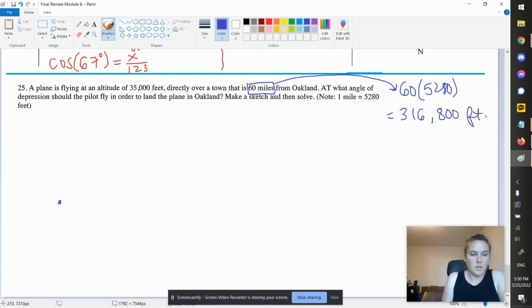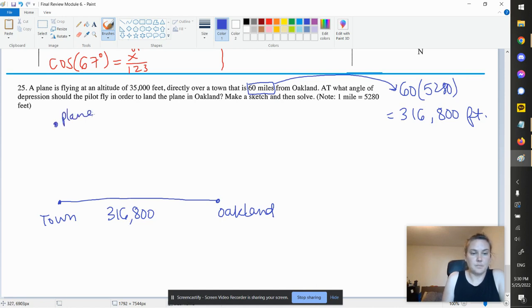All right, so this is Mystery Town. This is Oakland. And this is 316,800 feet away. This is the plane. I really gave up on drawing, huh? It's directly above Mystery Town, and it is 3,500 feet in the air. And I want to land the plane in Oakland.